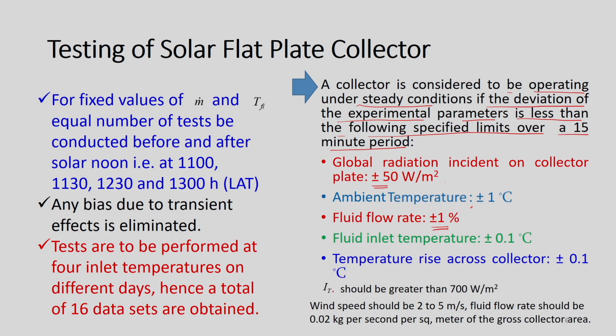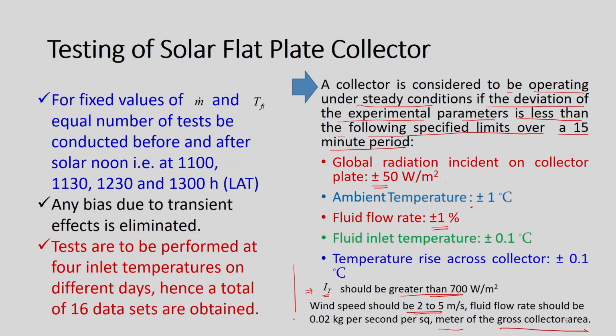Also, this IT value, the total radiation falling on the collector, should be greater than 700 watt per meter square, the wind speed should vary from 2 to 5, and the fluid flow rate should be 0.02 kg per second per square meter of the gross collector area.